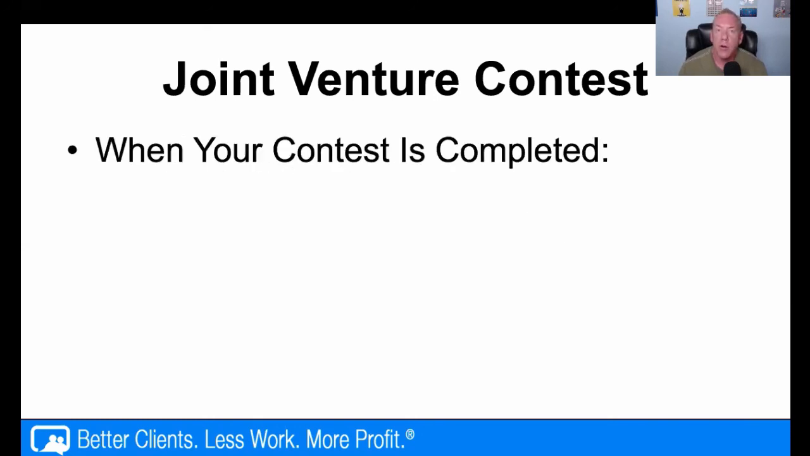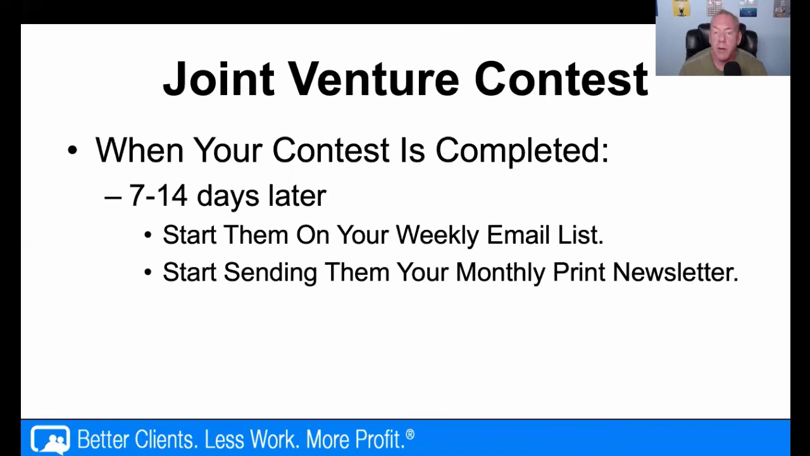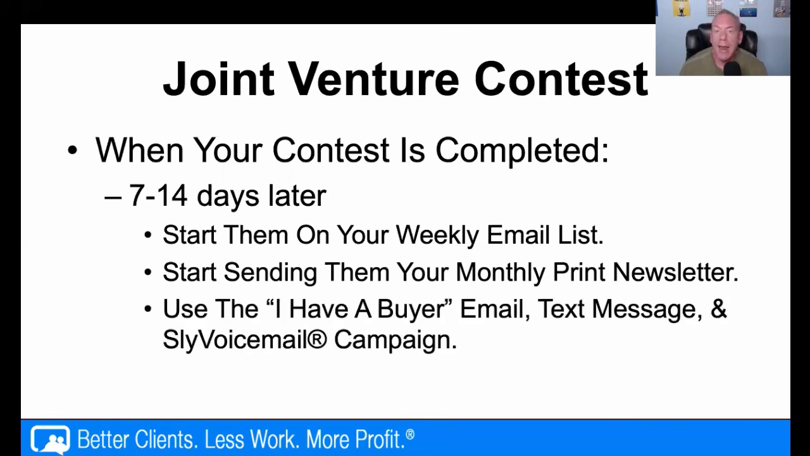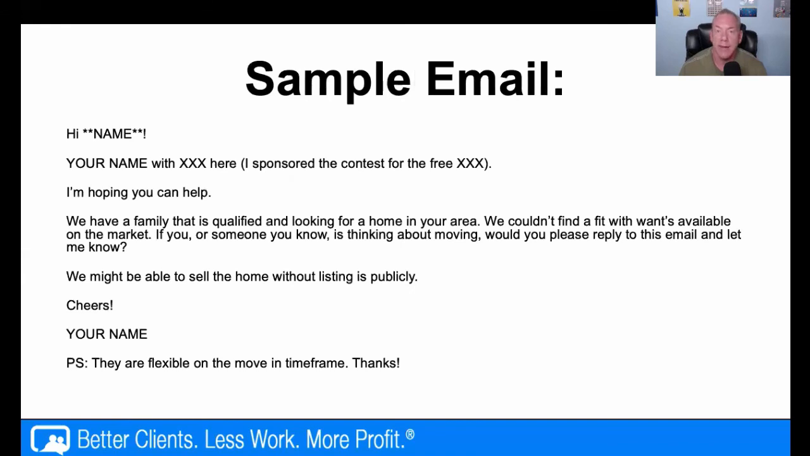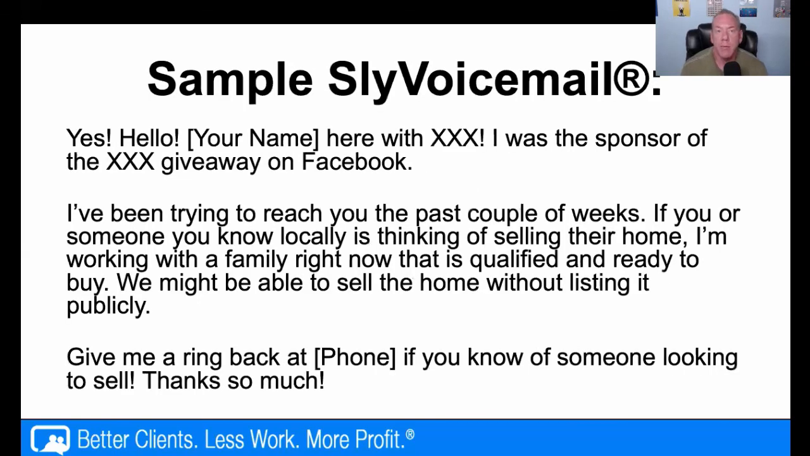Now, again, when your contest is completed, 7 to 14 days later, what do you do? Start them on the weekly email list. Start sending them your monthly print newsletter. Use the I Have a Buyer email, text message, and Sly voicemail campaign. Again, this is the Instant Client Goldmine strategy. There's a sample email. I don't need to go over that again. The sample text message and the sample Sly voicemail.